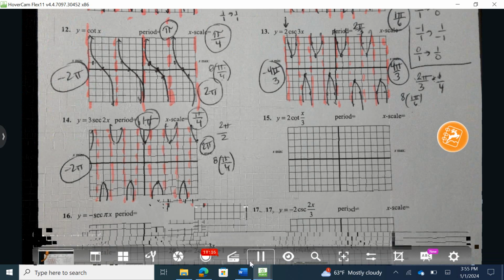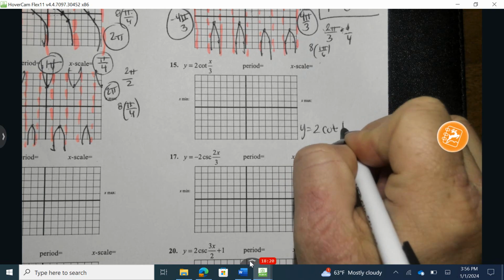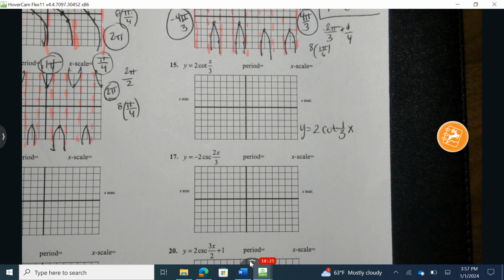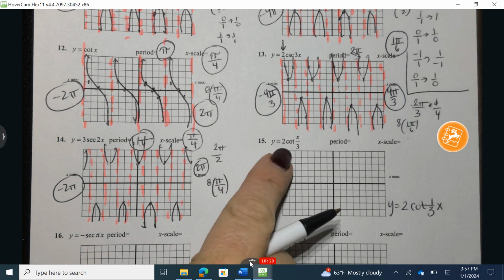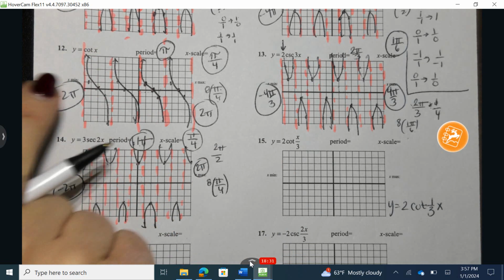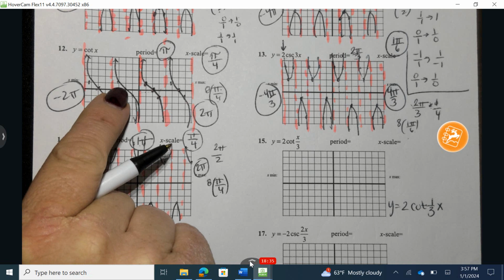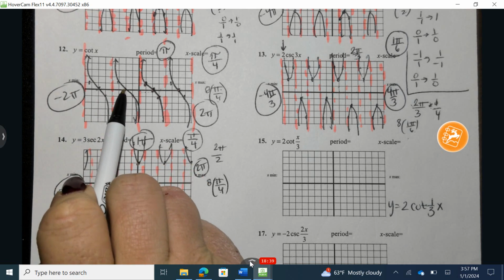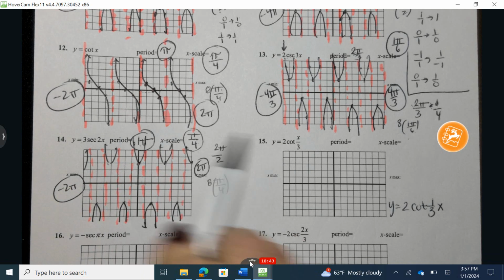I'm going to rewrite number 15. Y equals 2 times the cotangent of 1/3 x. Now, when I do number 15, I'm going to relate back to this graph. So because this is a 2, I know what we're still going to have. It's a positive 2. We're still going to have the same basic shape, but it's going to drop and rise faster. For instance, instead of going over 1 and down 1, it's going to go over 1 and down 2. The output is 1. 1 times 2 is 2.